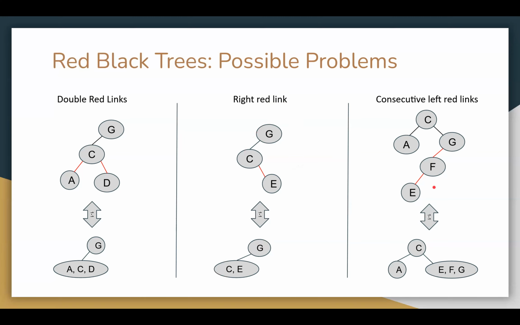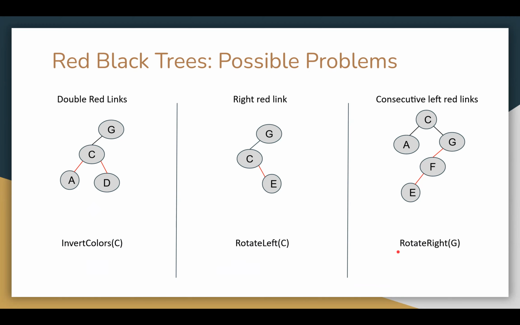And lastly, we have consecutive left red links where G and F are connected by a red link, F and E are also connected by a red link. And that's bad because that means that they're merged together, and this creates a three-item node in the 2-3 tree correspondence. To deal with the first problem, double red link, what we do is we invert the colors of the parent node that has the two double red links. So in here, we invert the colors of node C.